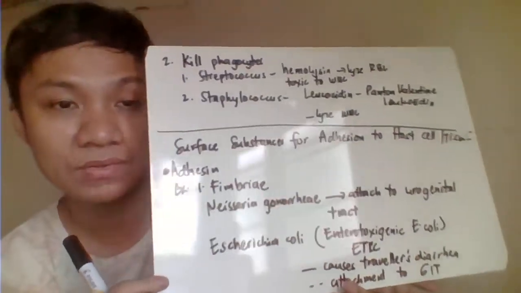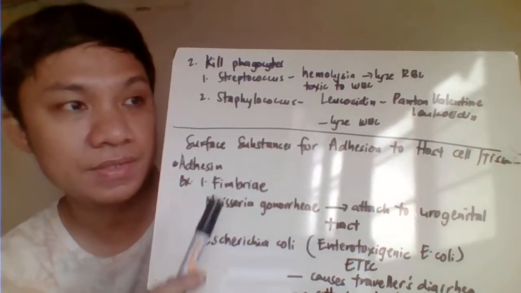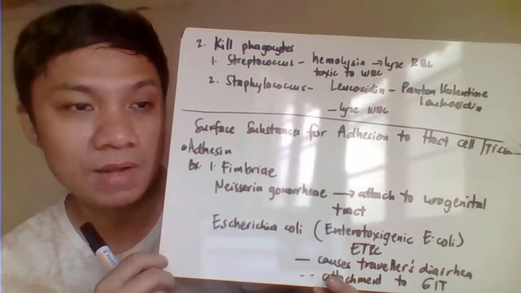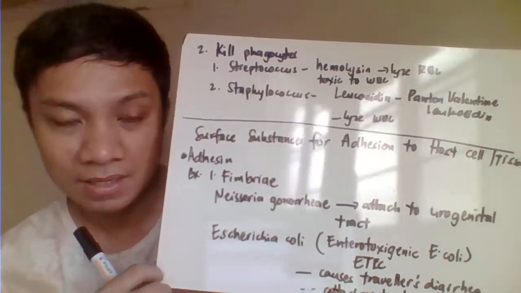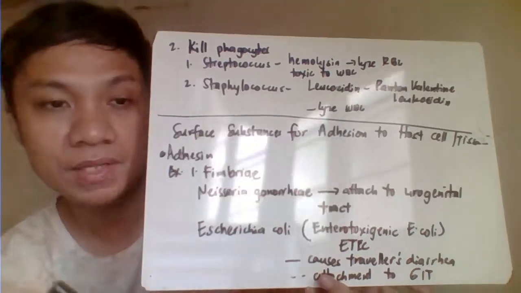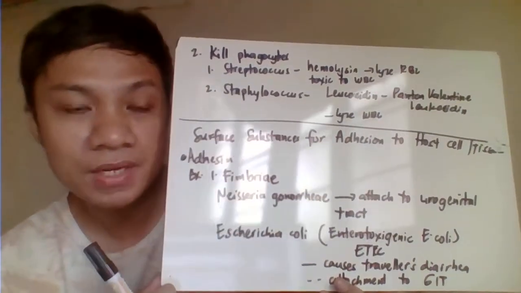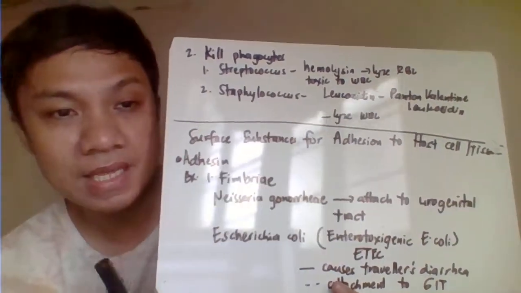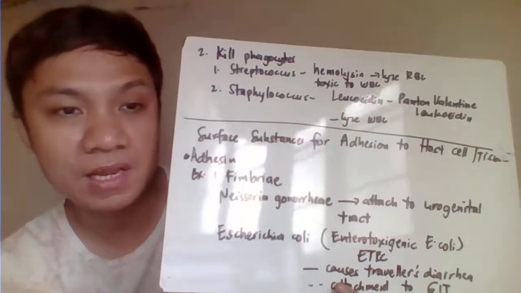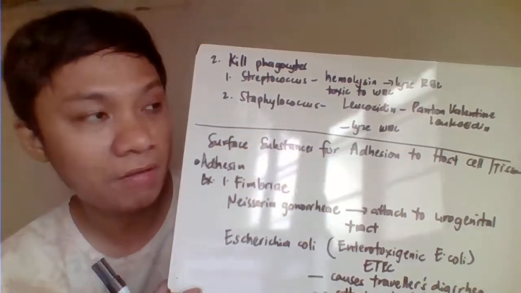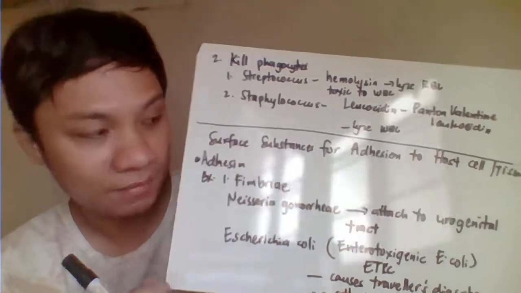Kanina, naiiwasan nila ang phagocyte, ito naman, papatayin na talaga nila si phagocyte. Example for that, we have your Streptococcus. It has hemolysin. So hemolysin tries to lyse your RBC, and at the same time it also has toxic activity against your WBC. Your Staphylococcus, on the other hand, has leukocidin. From the word, it is very specific for leukocyte lysis. Leukocidin, in the form of your Panton-Valentine leukocidin.